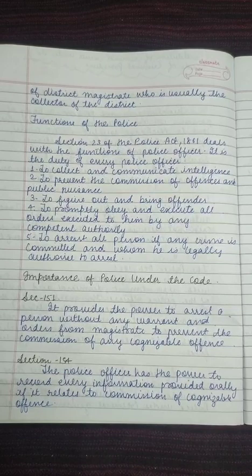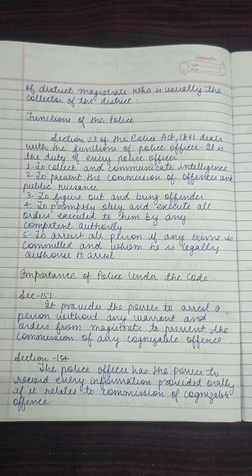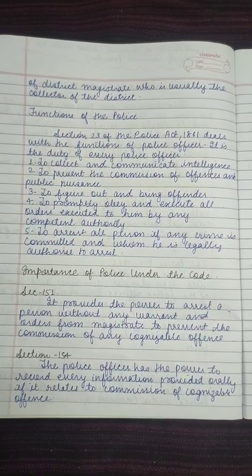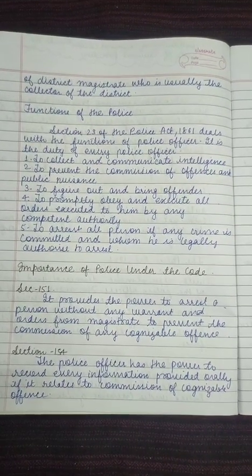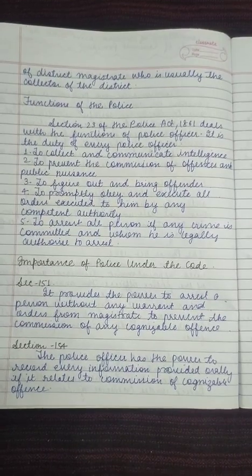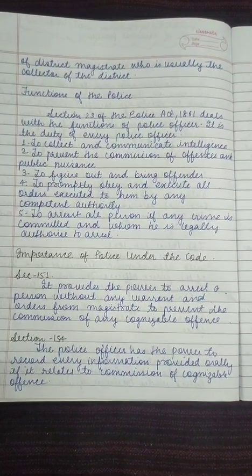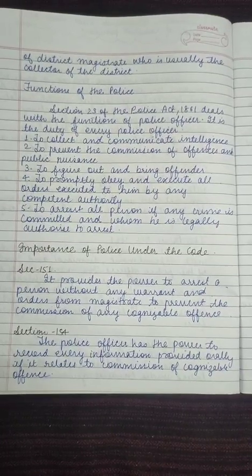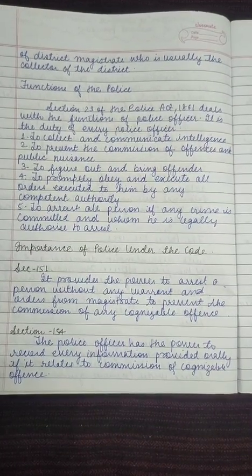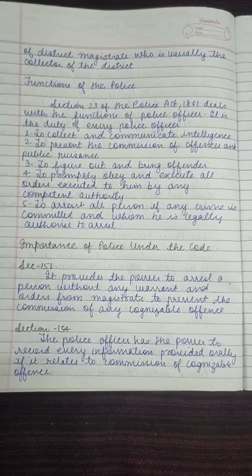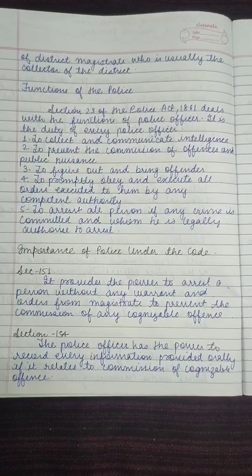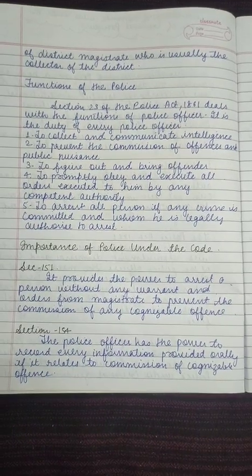Functions of the police. Section 23 of the Police Act 1861 deals with the functions of the police officer. It is the duty of every police officer to collect and communicate intelligence, to prevent the commission of offences and public nuisance, to detect and bring offenders to justice, to promptly obey and execute all orders issued to him by any competent authority, and to arrest all persons if any crime is committed and who he is legally authorized to arrest.